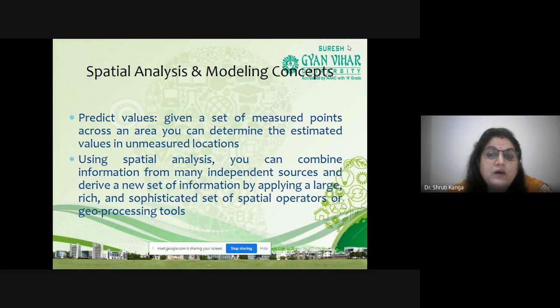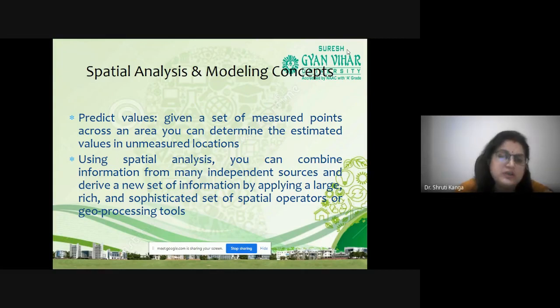Now we can proceed to the other things which we can do. We can predict the values. Now, what kind of values? With the given set of measured points across an area, we can determine the estimated values of the unmeasured locations. That means we can calculate the value at a location based on the neighboring values. For example, if some value is missing for some object, based on the neighboring values we can easily predict the value of the missing data. So based on the points in and around that point, we can identify the value of the unmeasured location.